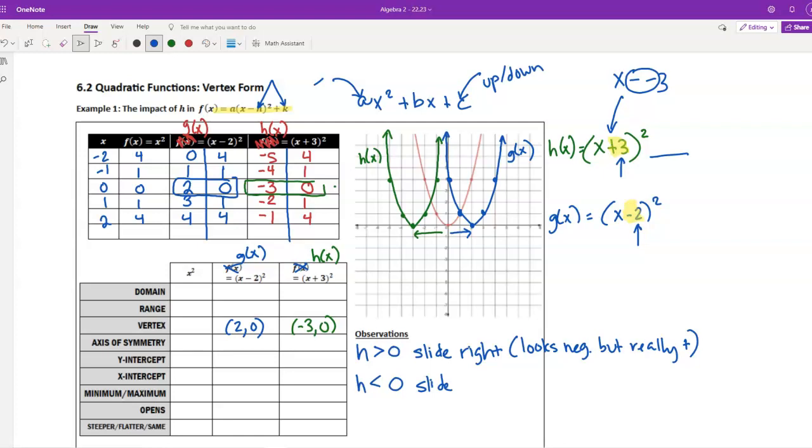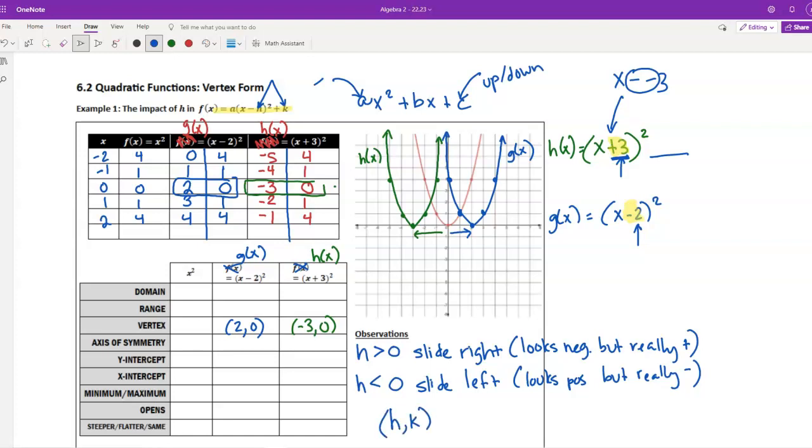And if h is less than 0, that's what happens when we do minus a negative 3. We have to think of that as x minus a negative 3. So that tells us that our h value is less than 0, and we're going to go to the left. So it looks positive, but it's really negative. All right? And so our vertex is from these 2 values.